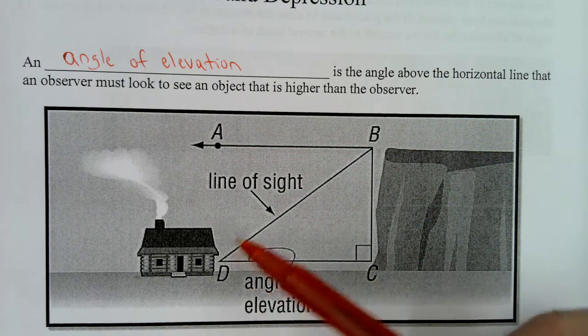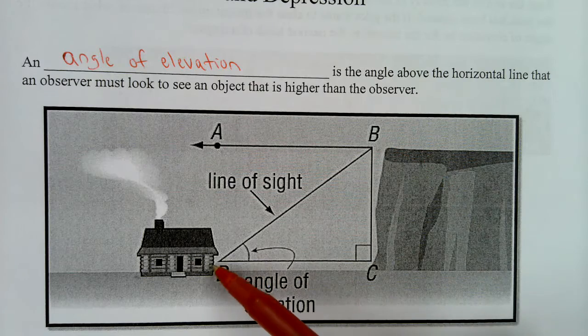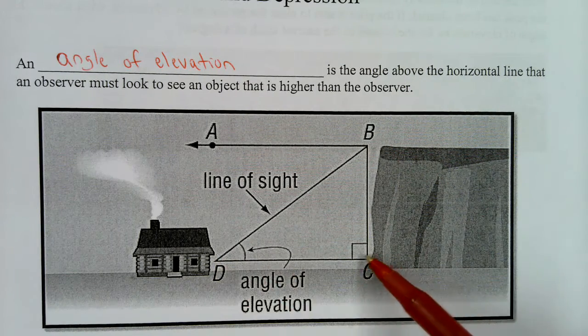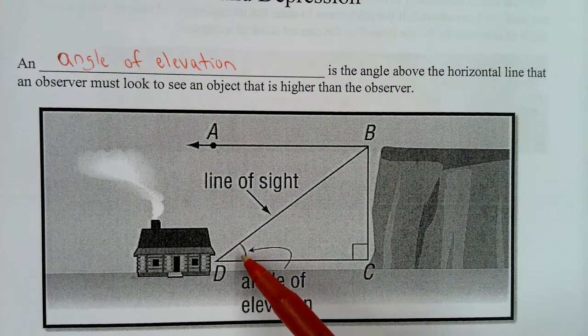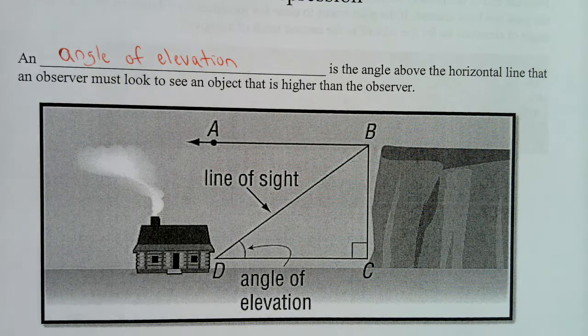So let's say you're in this house right here, and you're looking up at the top of the mountain. This is the horizontal line coming from your eyesight. And this would be the angle of elevation. It's the angle above the horizontal line. When you're looking up at something, that's the angle of elevation.